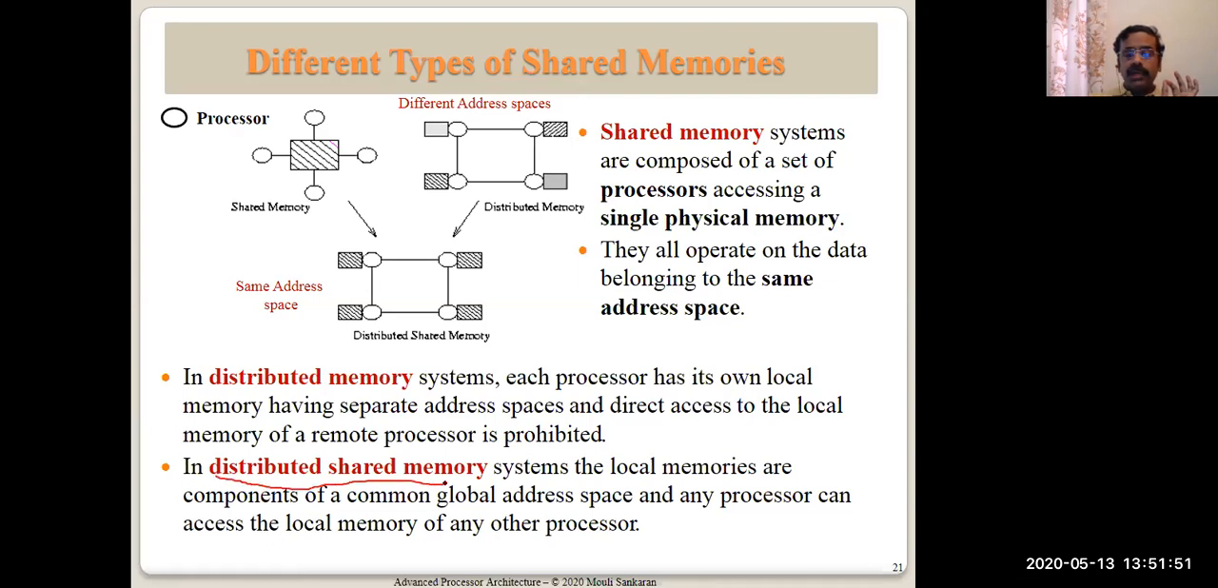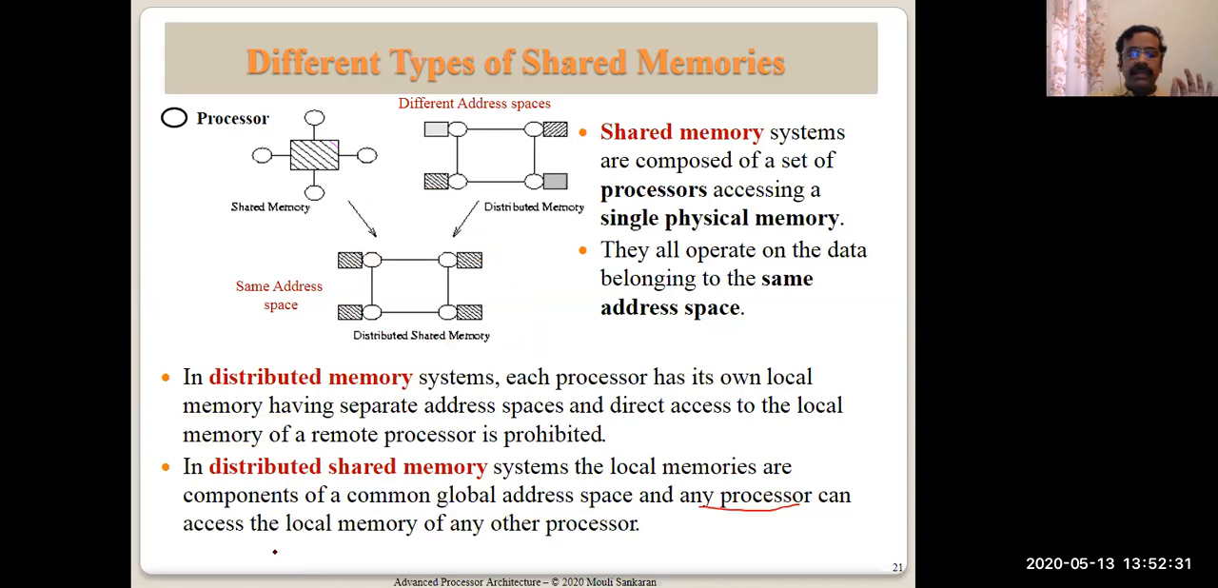Now let us come to distributed shared memory. We are talking about this. The local memories are components of a common global address space, because there is the word shared here. So the memory is shared across different physical locations. That means it is a common global address space. This address space is common in all the places. So we have different local memories. As far as this processor is concerned, this is a local memory, and as far as this processor is concerned, this is a local memory. But they are all components of a single address space.